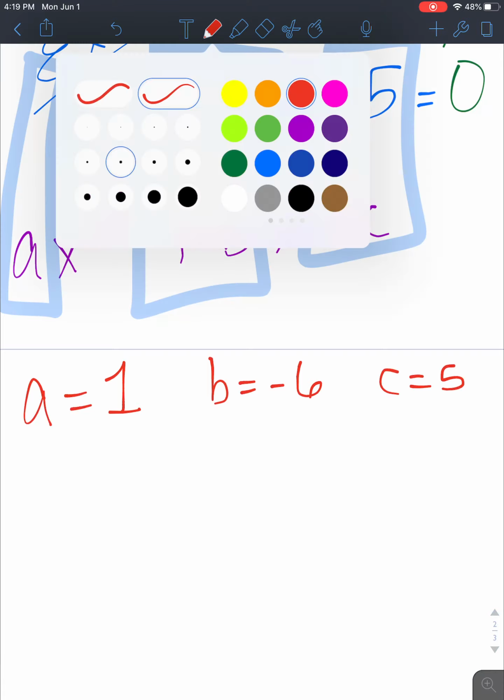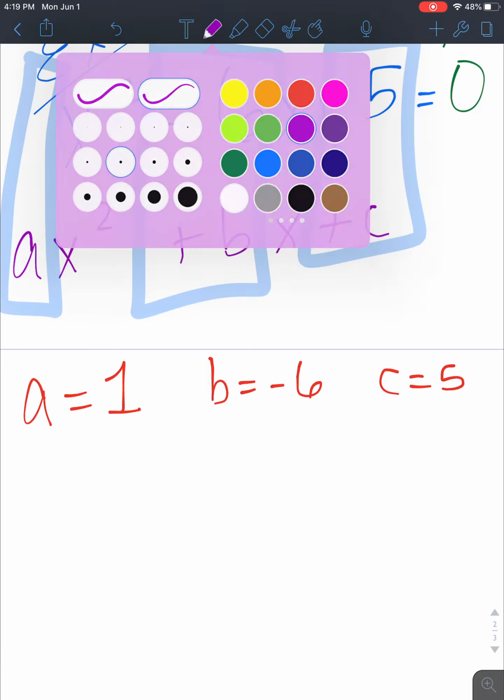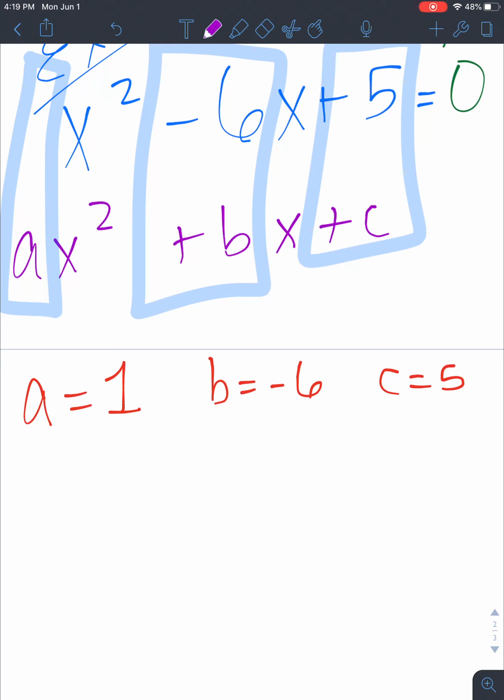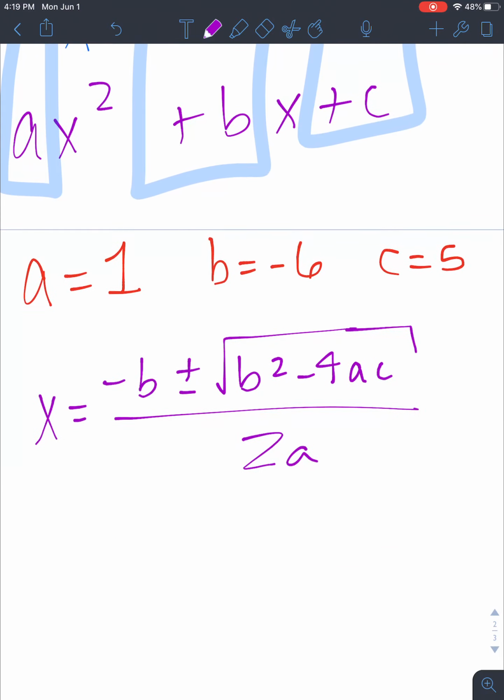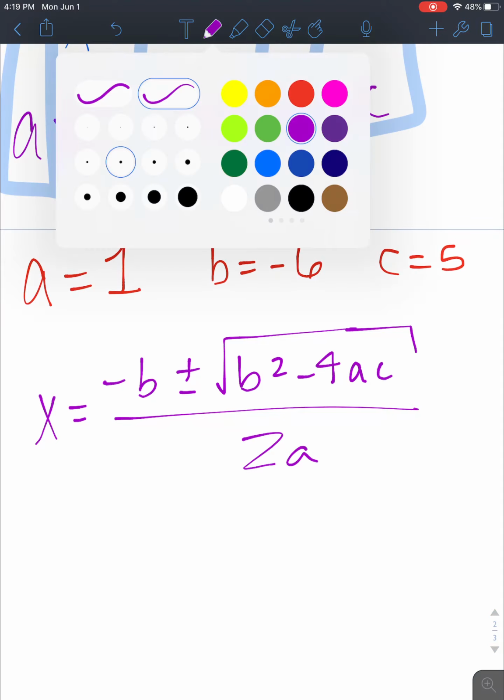All right. Now that we have A, B, and C identified, we can go ahead and plug them into our formula. So we know that we're trying to find our x values where the graph crosses the x-axis. And we know that that's equal to -b plus and minus the square root of b squared minus 4 times a times c, all over 2 times a. After we identify our a, our b, and our c values, all we have to do is plug them in and evaluate.